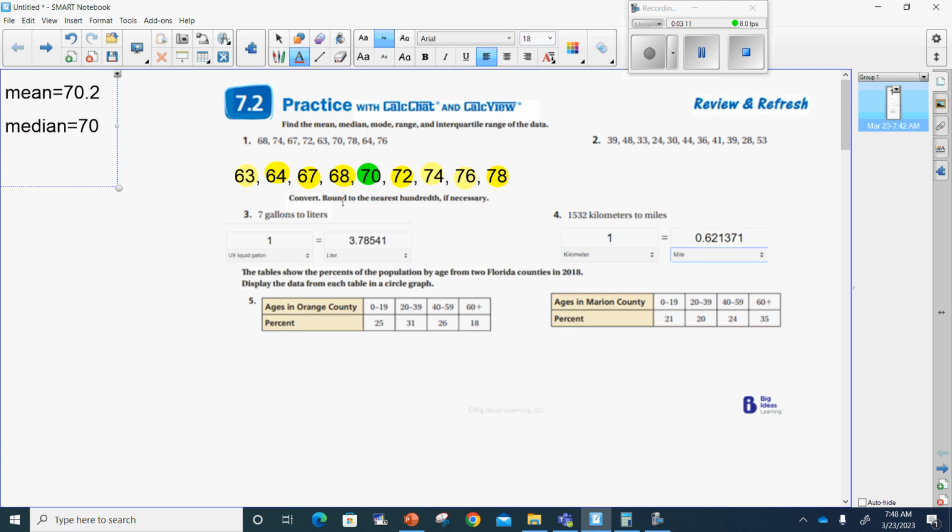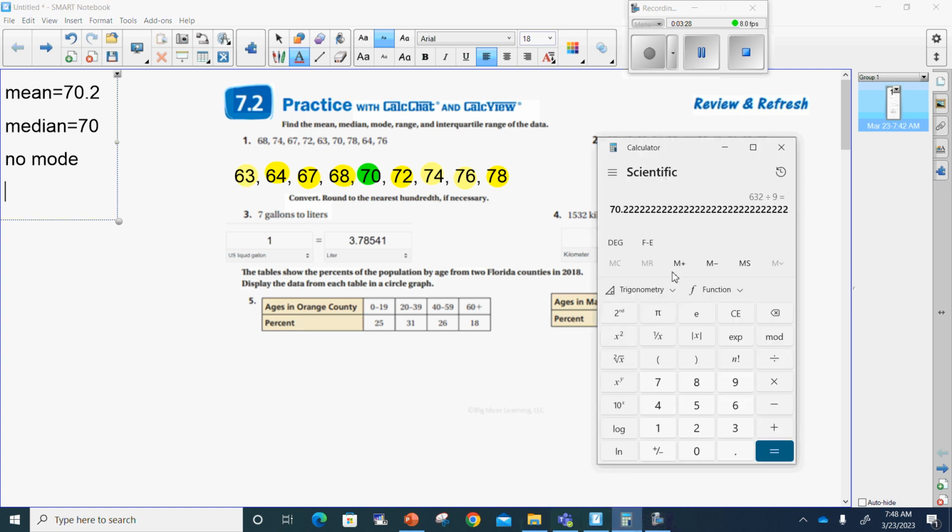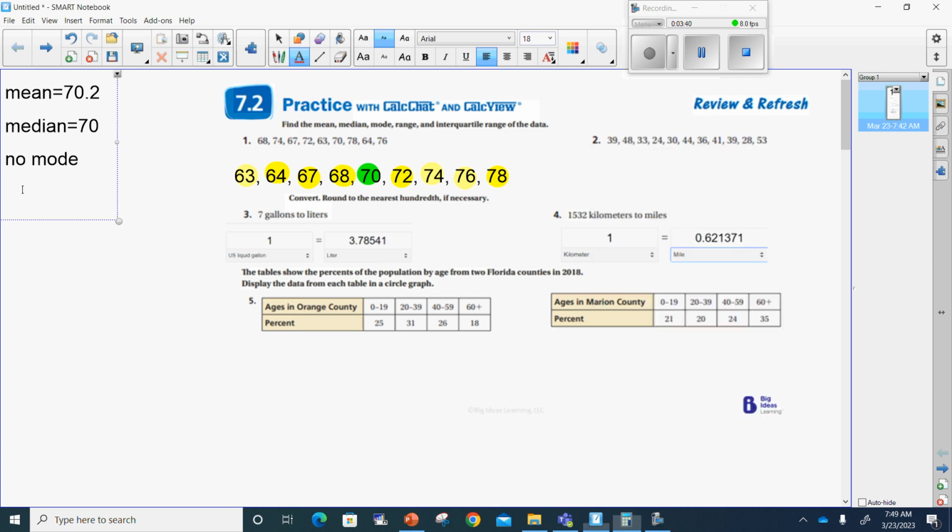All right, next, I'm going to find my mode. The mode is the number most often seen. And there's no number over here that repeats itself, so there is no mode. Next, I'm going to find the range. The range is the biggest number minus the smallest number. So when I get my calculator out, I'm going to take 78, because that's my biggest number, subtract 63 from it, which is my smallest number, and that gives me 15. So my range is 15.